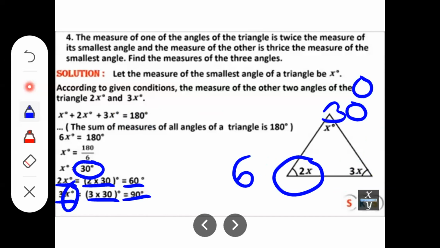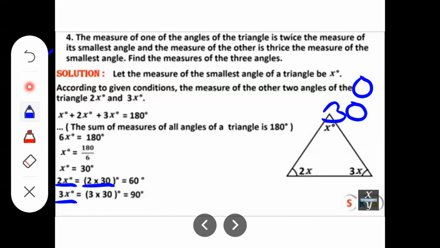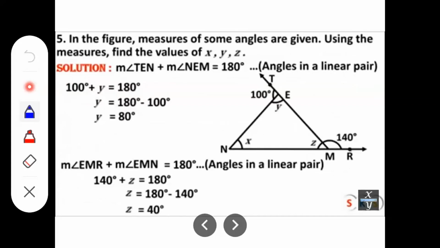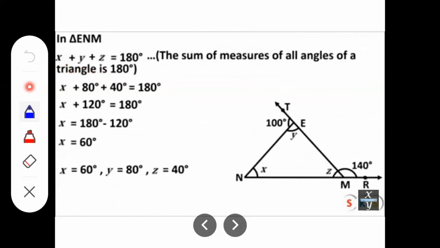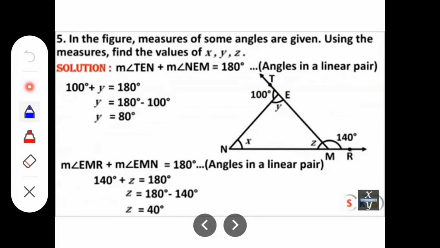All examples are easy here, except some one or two examples. Here we complete that fourth example. Now see the fifth one. The diagram is given in your textbook for this example. Now see the example. Measures of some angles are given.